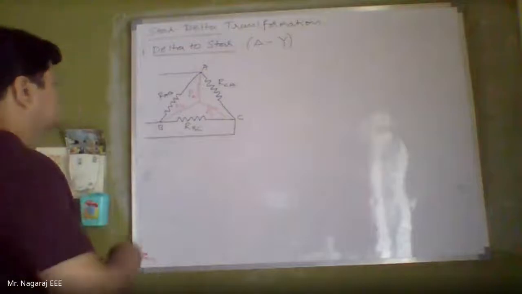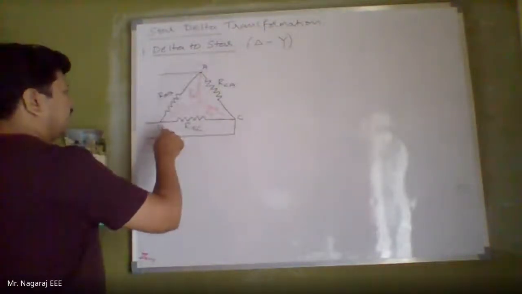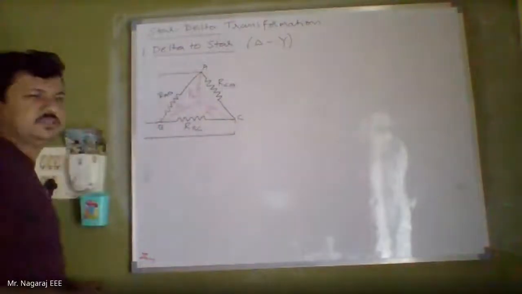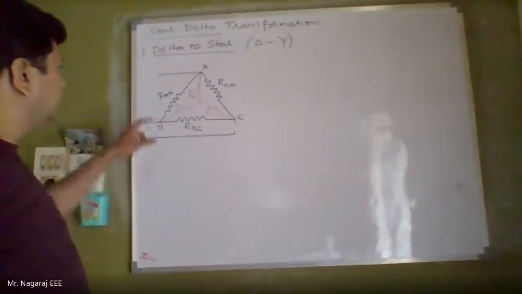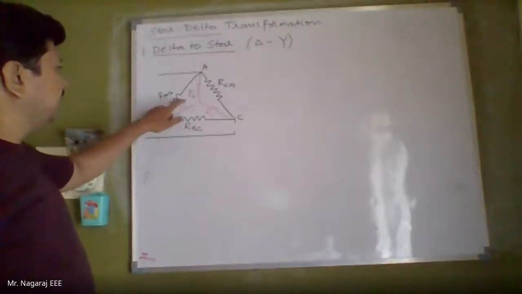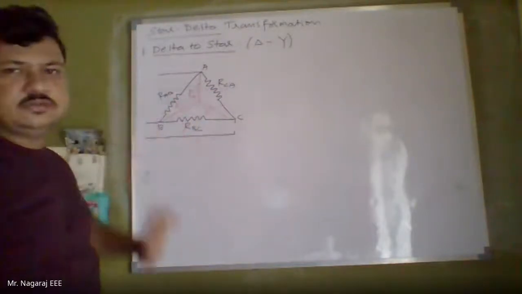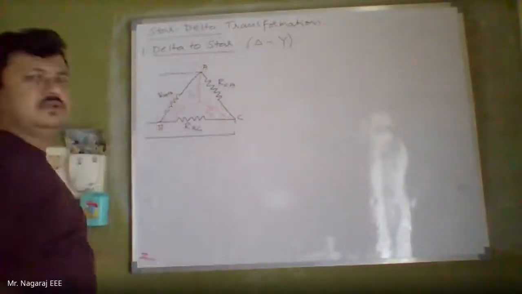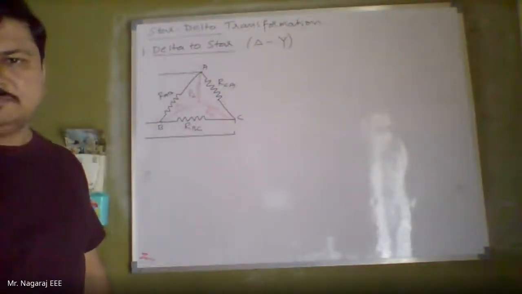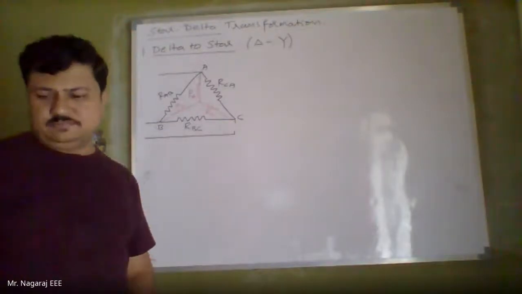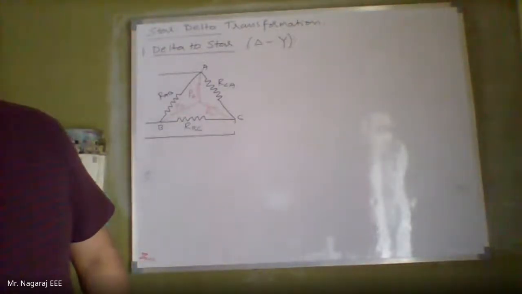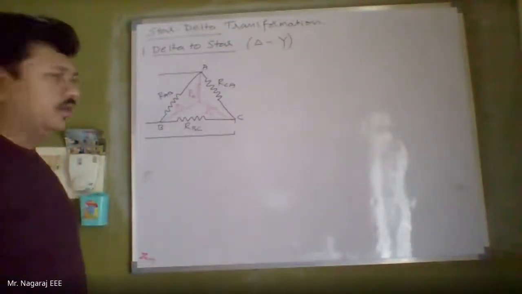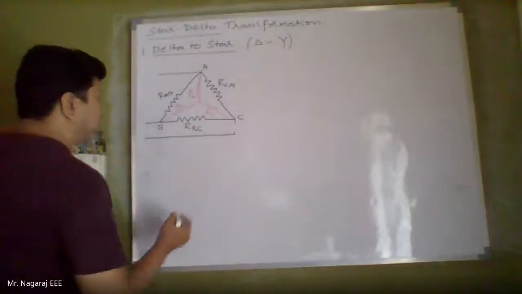Now, if I want to find the resistance between A and B, I will keep the C line open and find the equivalent resistance. In that case, RAB is in parallel with RCA and RBC. So RBC and RCA are in series and RAB is in parallel to that. This is equivalent to the star connection. Now I have a star connected network.